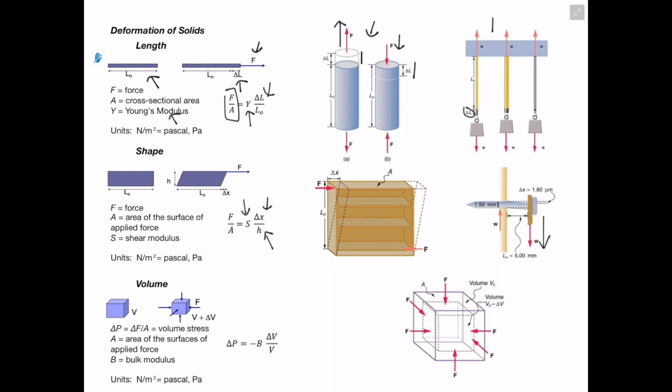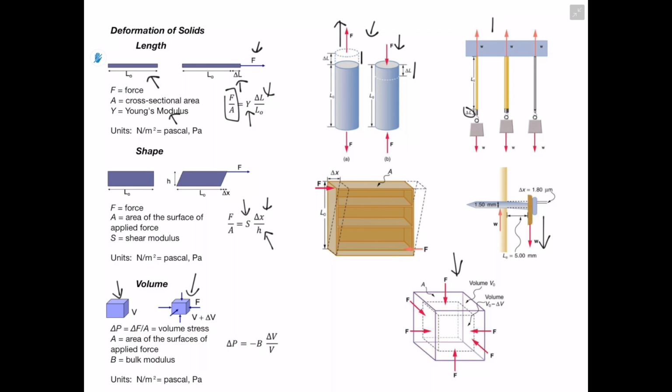And lastly, we see that we can deform the volume of a solid. Basically, we have an initial shape here. It was a cube, and we applied the same force to all sides of that cube, and basically shrunk the cube. We decreased the volume of this cube, and we see the same over in this image.